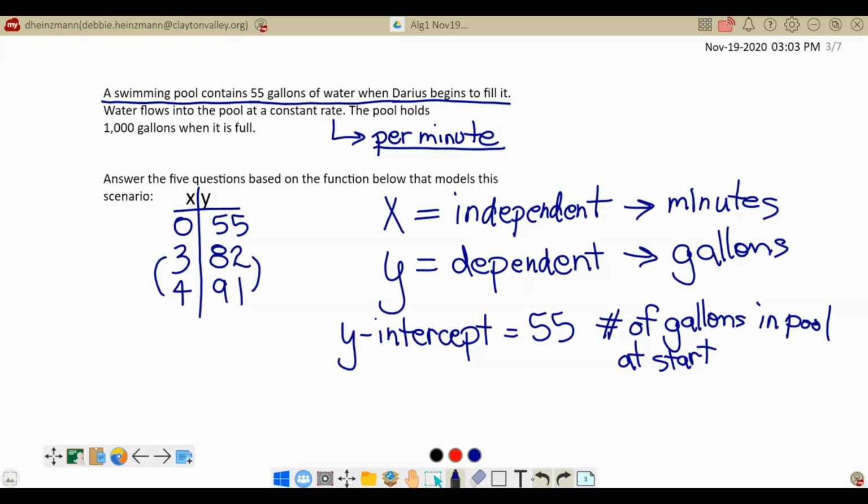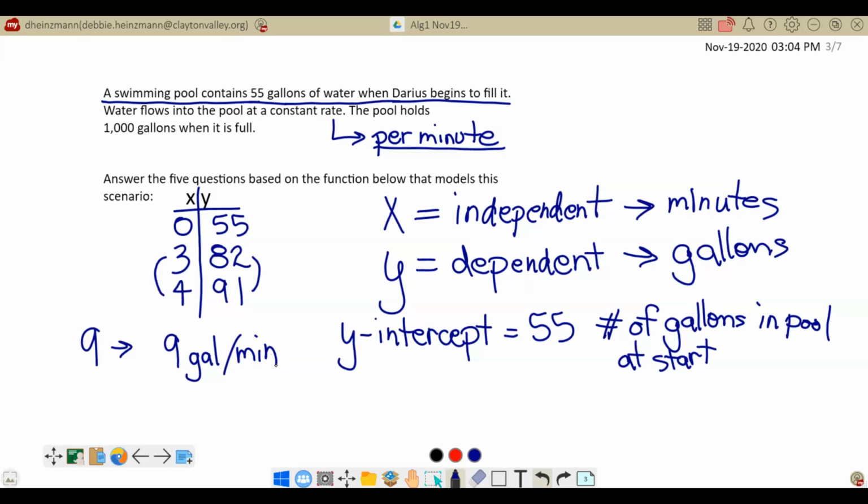Oh, I'm sorry. I can't go to the next question yet because we're not done with this one. What does it represent? What does 9 represent? What are the units? It's gallons per minute, right? So 9 represents that we are filling the pool at a rate of 9 gallons per minute, which is pretty fast, to be honest.